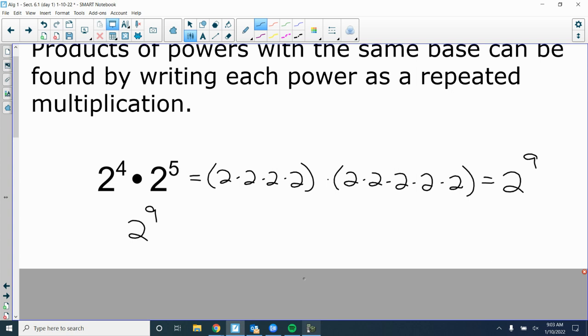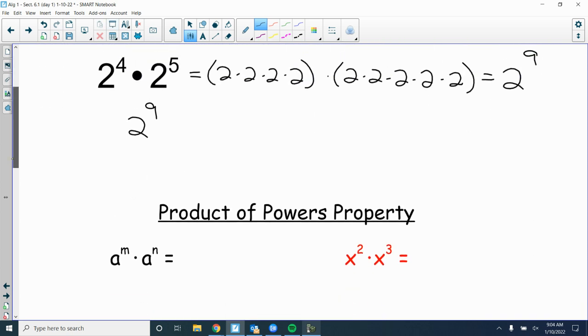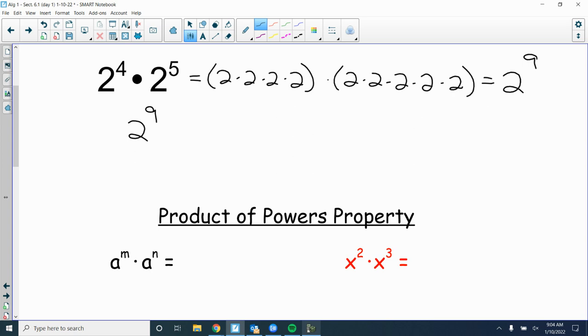So this is our product of powers property. If you got a base to a power times a base to a power, you are going to make that a to the m plus n power. So you're going to add those exponents. Write that down there: a to the m plus n.